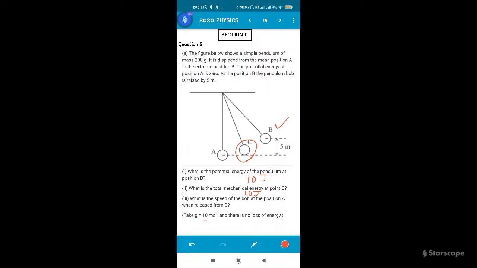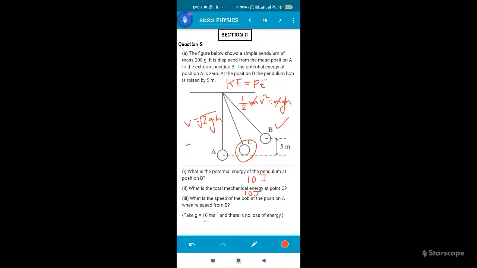So very simple, because we know whenever potential energy is converted to kinetic energy, we can use half mv square is equal to mgh. So we are going to do the same thing. As soon as we release the bob from position B, its potential energy, which was in the form of mgh, is converting into kinetic energy. So potential energy is equal to kinetic energy. That means half mv square is equal to mgh. So m and m get cancelled out. So your v will be equal to the square root of 2gh.